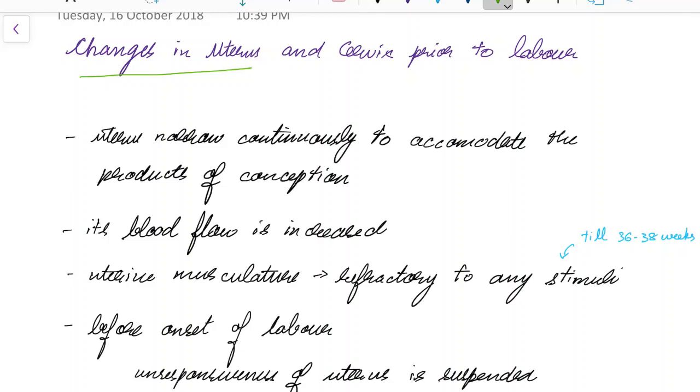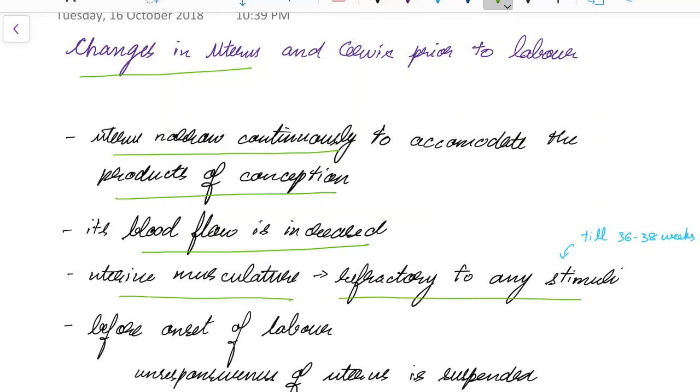During pregnancy, the uterus expands continuously to accommodate the products of conception. The blood flow of uterus is increased during pregnancy. The uterine musculature remains refractory to any stimuli till 36 to 38 weeks of gestation. That is, the pregnant uterus is in a state of quiescence till 36 to 38 weeks of gestation.